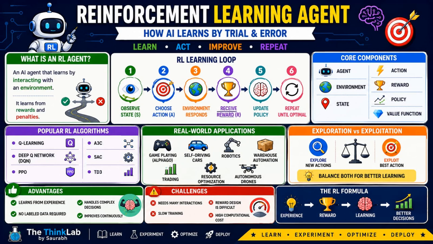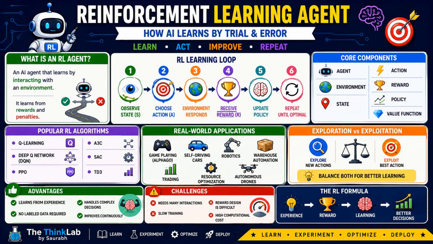So now we are talking about real-world applications. Reinforcement learning is used in many industries, like game-playing AI such as AlphaGo, self-driving vehicles, industrial robots, warehouse automation, algorithmic trading, even recommendation systems, smart energy management, and autonomous drones. Modern AI agents also use reinforcement learning for planning and decision making, right?